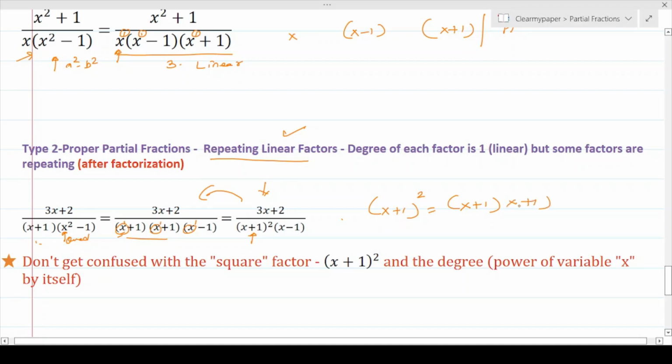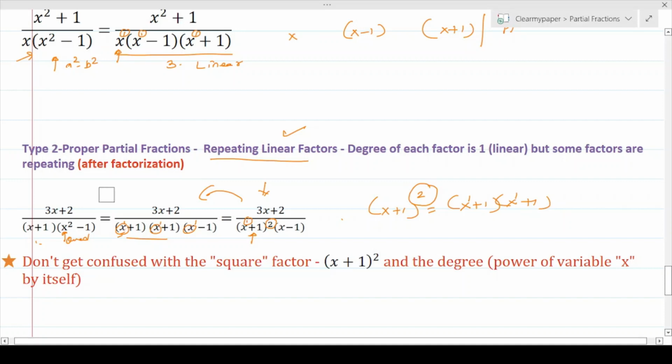So once you factorize it or simplify it, the degree of each of the x, or the power of each of the x, is still 1. So do not get confused with this power, which is indicating that the factor is repeating. These are two things. So you have to see what is the power of the x and not what is the power of the repeating factor, which just means a repeating, which you can simplify.